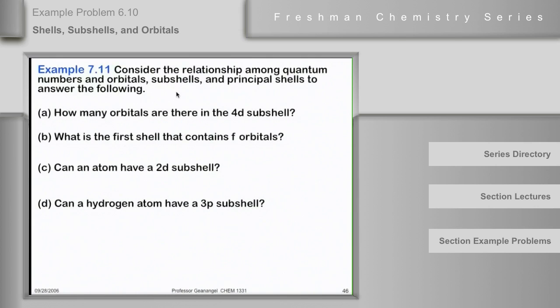So let's go to 7.11. This one has useful information in it. Let's look at this. How many orbitals are there in the 4d subshell? So the number of orbitals equals the number of m sub L values allowed.